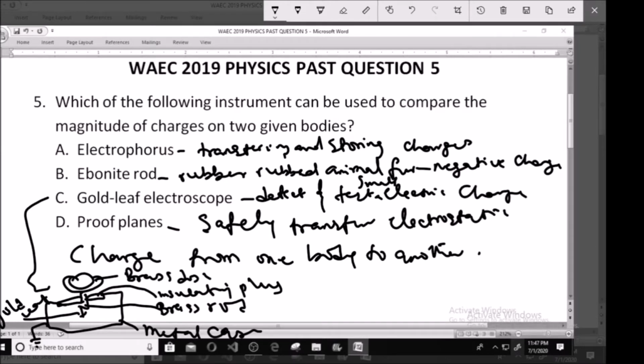The metal case, this very metal case in this gold leaf electroscope is normally connected to the earth. So we call it earthed to prevent the accumulation of charges due to external influence. The leaf is the sensitive part of the instrument. This position shows the presence of charges in the discharged rod. So you can easily use it to compare the magnitude of charges in two bodies. So with that, we're going to pick C as the answer.